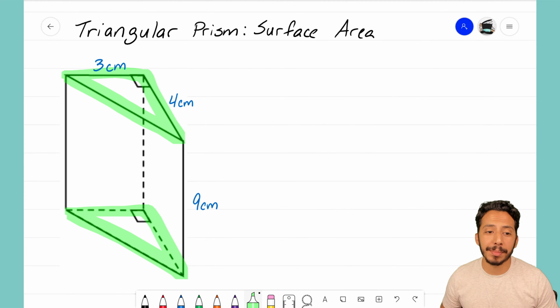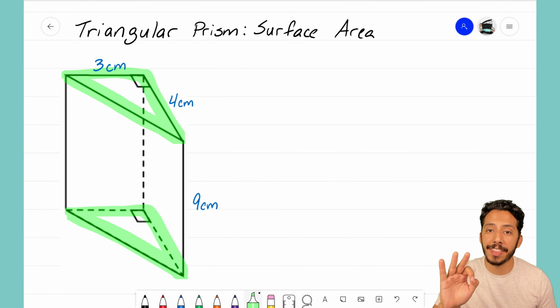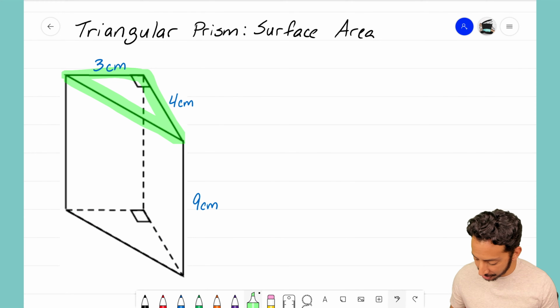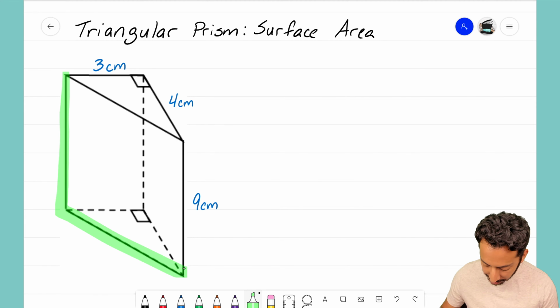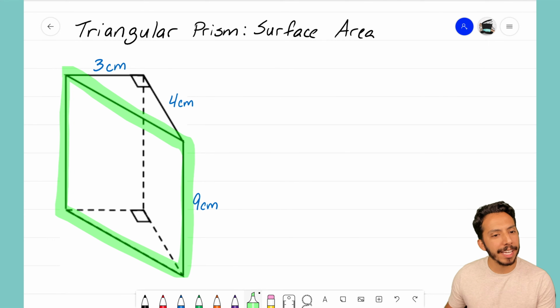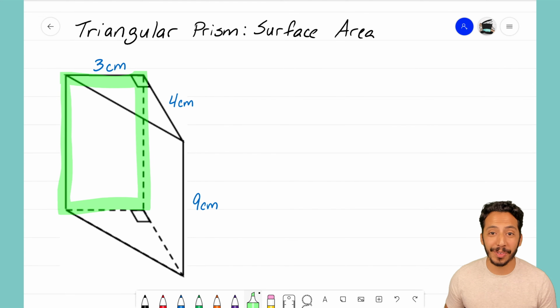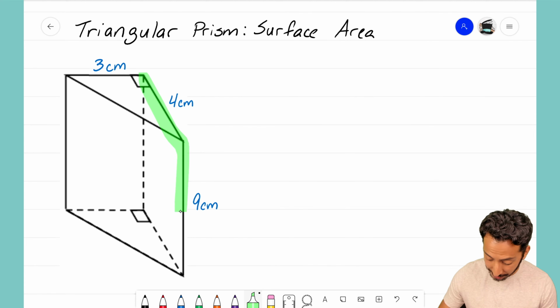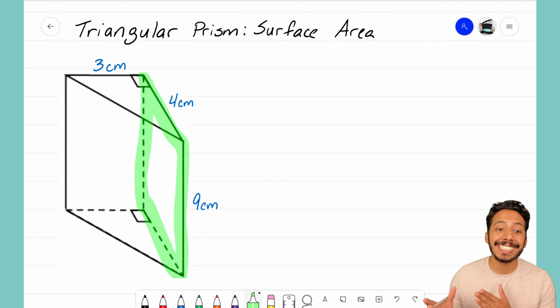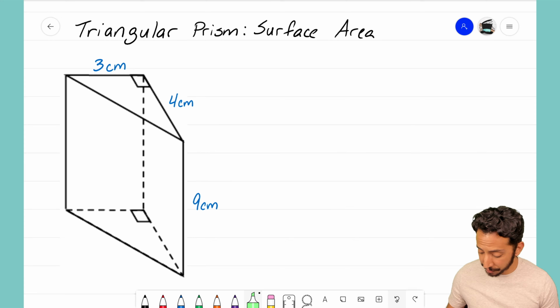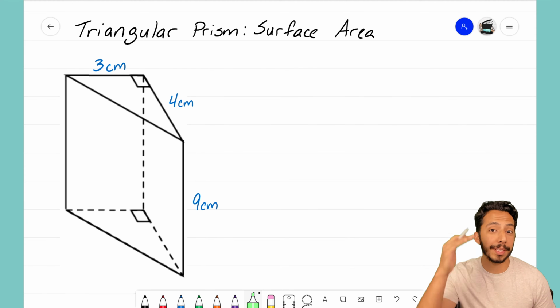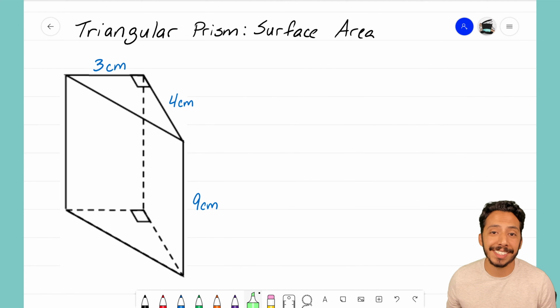Well, with a triangular prism, there are actually three sides left over, and notice that they are all rectangles. Right there, we could call that the front side, the slanted side. That is a rectangle. We have the rectangle in the back, which is also a rectangle. Then we have this side here, the right side of this shape, which is again another rectangle. So to find this surface area, we're going to have to find the area of three different rectangles plus the two triangles that make up the top and the bottom. So let's jump right into this problem.